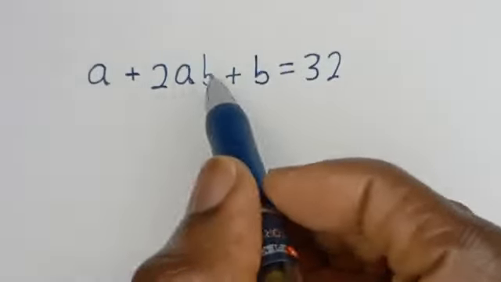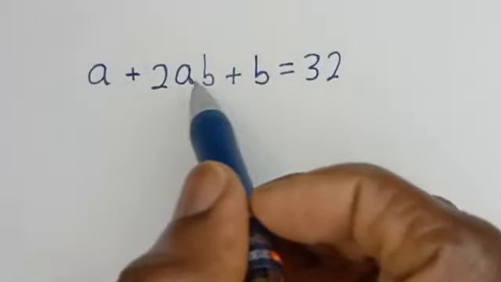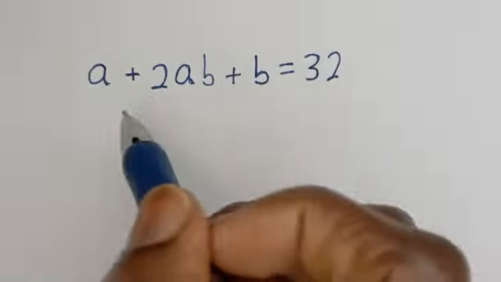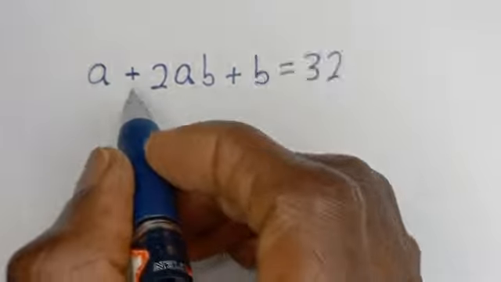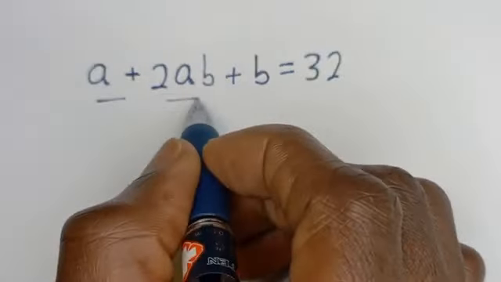Hello, how to solve this nice math problem? a plus 2ab plus b is equal to 32. In this equation, we quickly want to use this simple method. Now, let's factor the left-hand side.